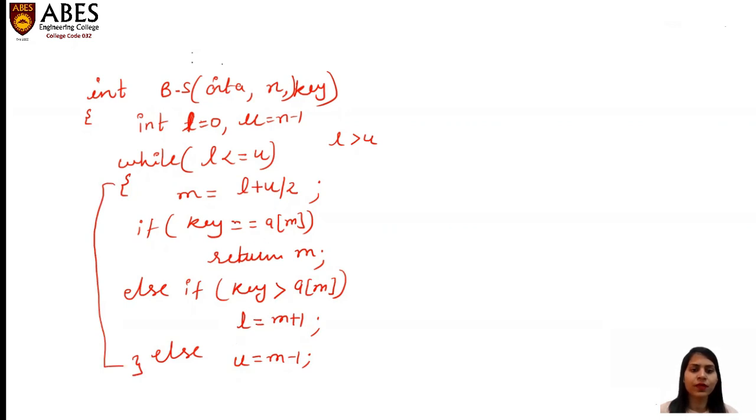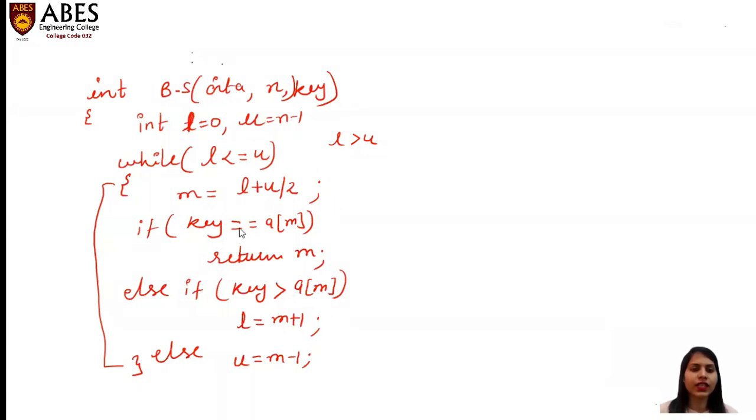These 3 conditions will be repeatedly performed. If the element is found, then it will return the middle position. Now, if the element is not found, then it will return minus 1. Minus 1 shows the element is not found in the array. And here the function is closed.